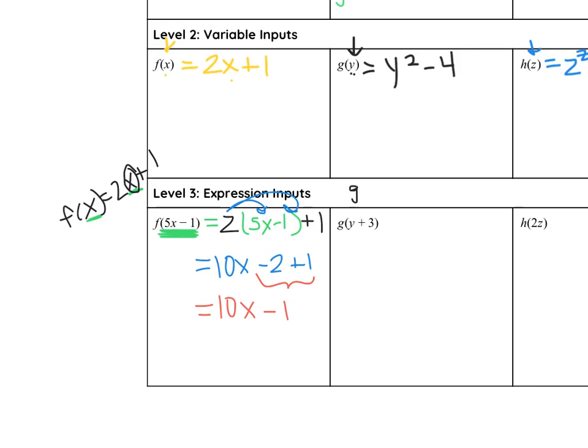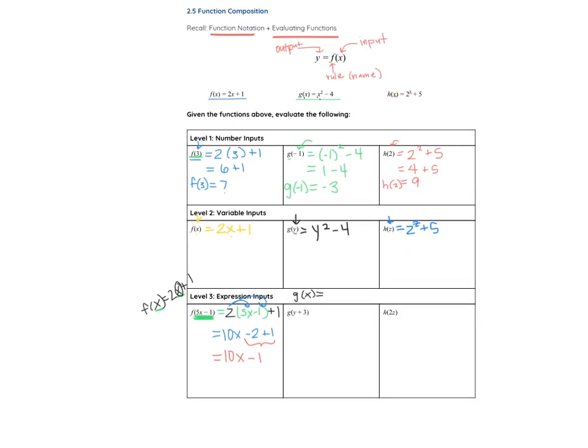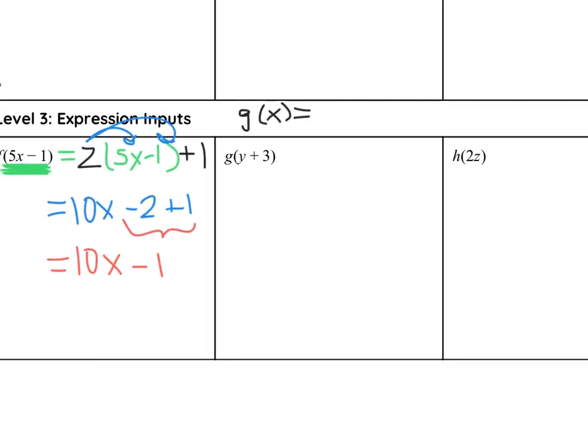Remember that g of x, and we can see this up at the top, g of x was x squared minus 4. So x squared minus 4. What I'm going to do here is replace this x, because this is my input, right, with y plus 3. So this says x, I need it to say y plus 3. Squared minus 4. Now I need to simplify. Remember that y plus 3 squared, that's the same as saying y plus 3 times y plus 3.